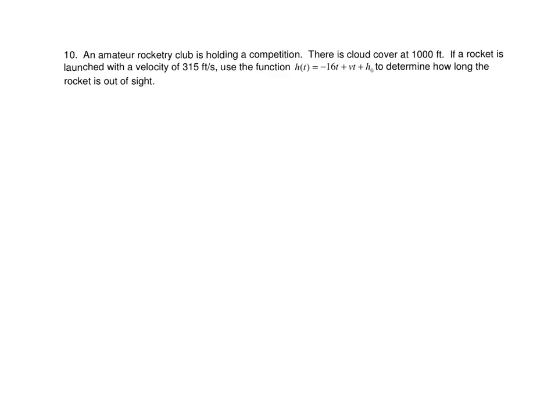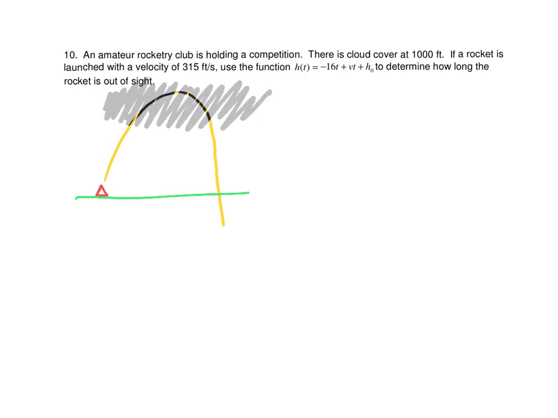So I have a rocket, and I am going to launch that rocket from the ground. However, there's some clouds at a certain point. That's cloud cover. So I might not be able to see the rocket the entire time once it's in the clouds. And I'm going to go ahead and draw my axis. Remember that this is x and this is y. So what I'm looking for is when my rocket will reach that 1,000 foot mark.